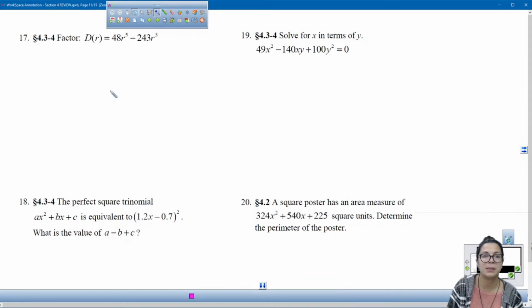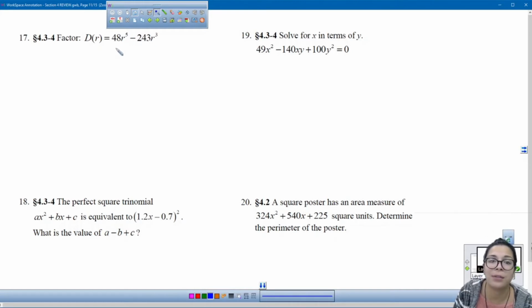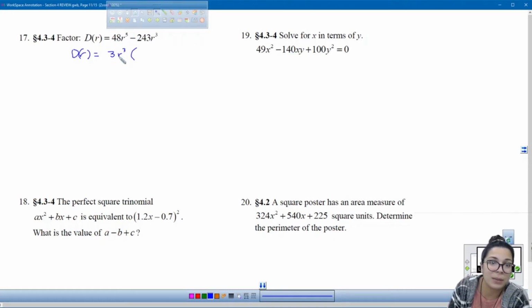All right, let's move on to number 17. So on 17, we just need to factor here. Now there are two terms here, and I can factor out a GCF of 3r cubed. So I'm going to go ahead and factor out 3r cubed. If I divide 48r to the power of 5 by 3r cubed, I would get 16r squared. And then negative 243 divided by 3 would be negative 81.